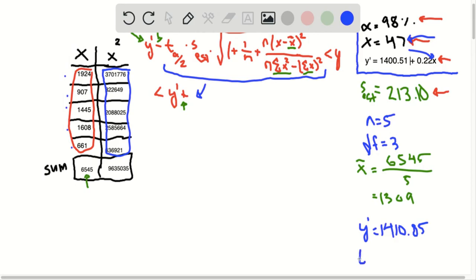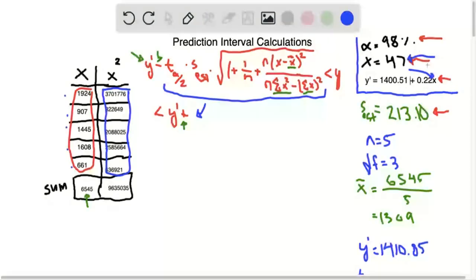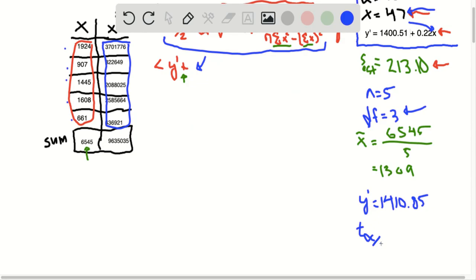And then lastly, we want to look at any general or generic t table for our associated t value for our confidence level of 98% and a degree of freedom of 3. And we find that our associated t value is going to equal approximately 4.541. Wonderful. Now we can go ahead and start directly calculating our prediction interval.